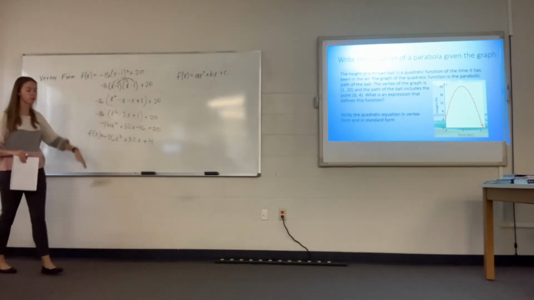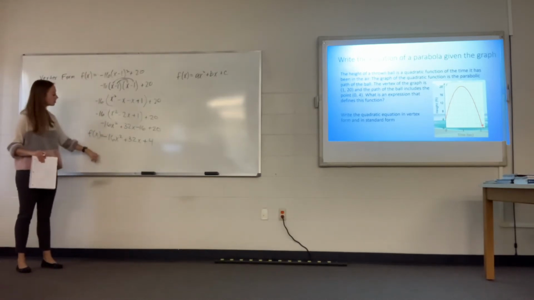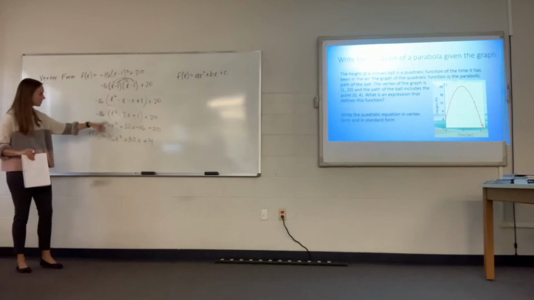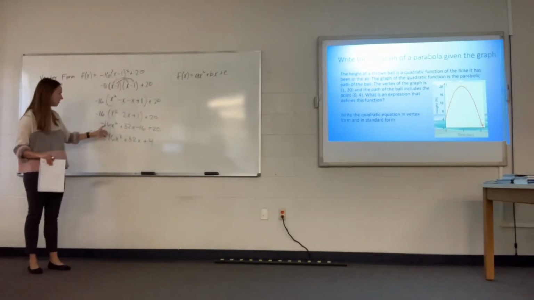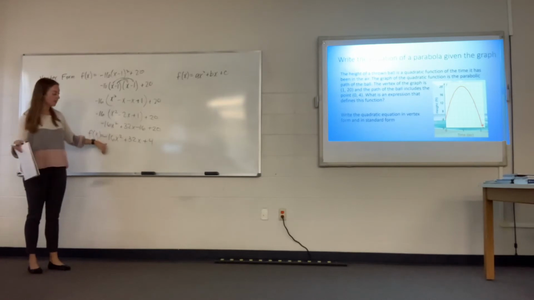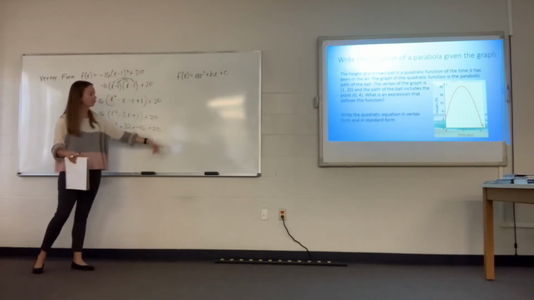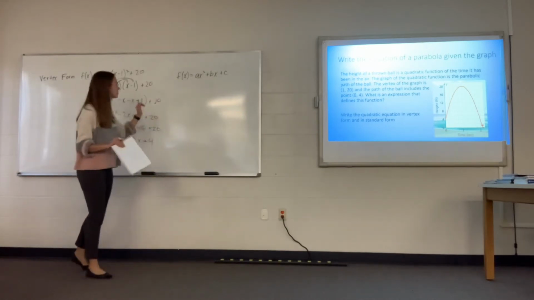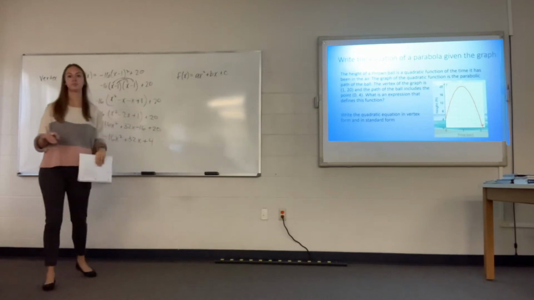Okay, so this would be my equation. It's the same exact equation, but here it is in vertex form, and then here it is in standard form. And now you can see it looks like ax squared plus bx plus c, because I have negative 16 for my a, and then the x squared, 32 for my b, and then the x, and then 4 for my c. Okay, so that would just be going from vertex form to standard form.